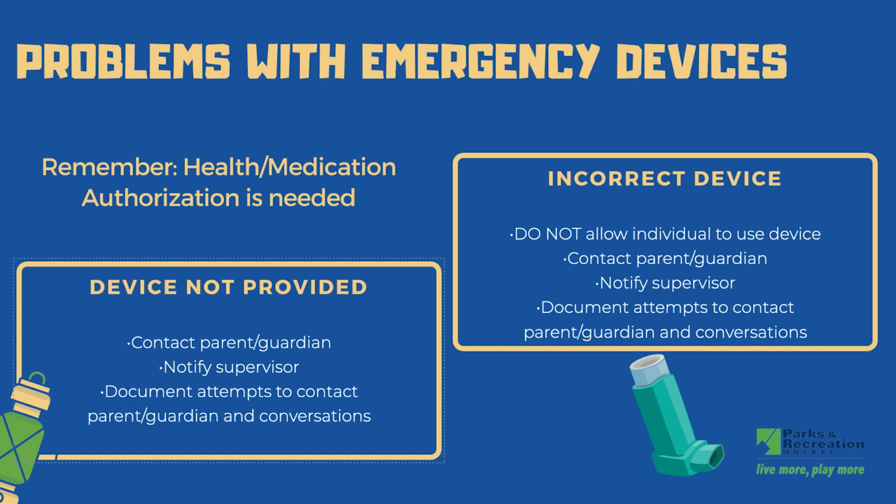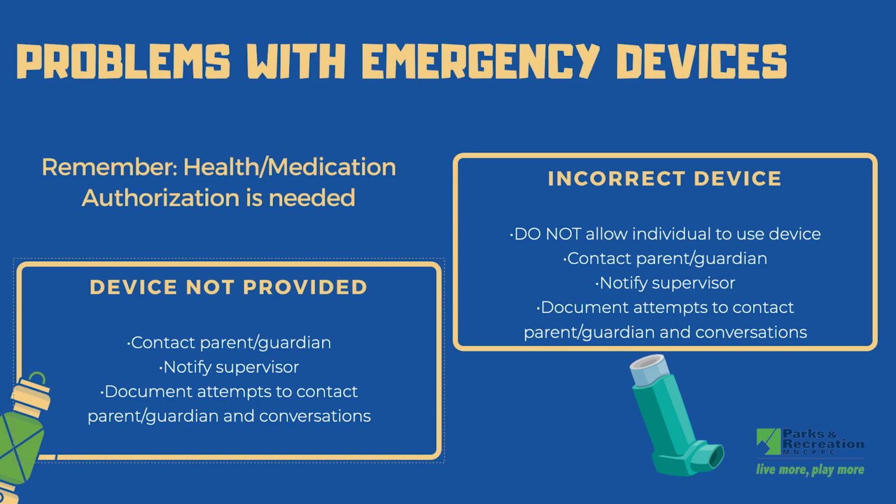If allergies or asthma are noted on the health form, but the parent, guardian does not provide an emergency medical device, contact the parent, guardian to discuss why an emergency medical device is not being provided. Notify your supervisor of the situation. Document all attempts to contact the parent, guardian, and all conversations with them on the individual's profile health forms.